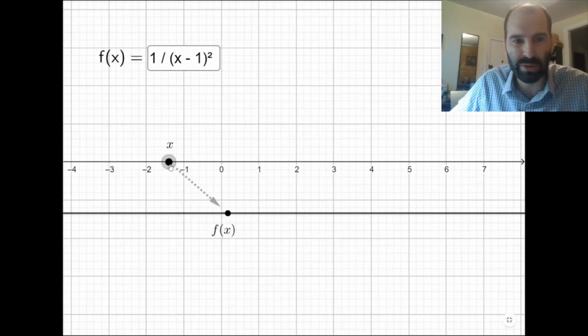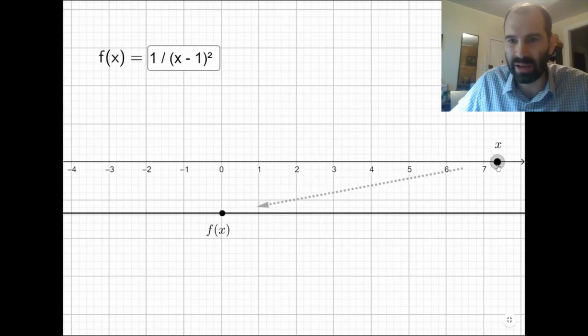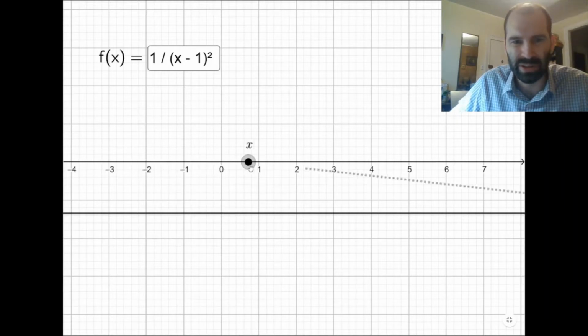So I'm getting a picture for how my function works, and it works as long as I don't put x at 1. And then as long as it's not there, I get an f of x. So look at this. This is kind of a picture of how the function is. This is kind of a picture of the function. Just by wiggling x around, I can see where f of x goes.